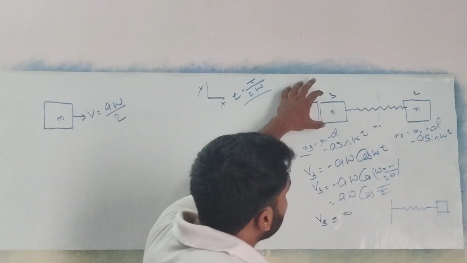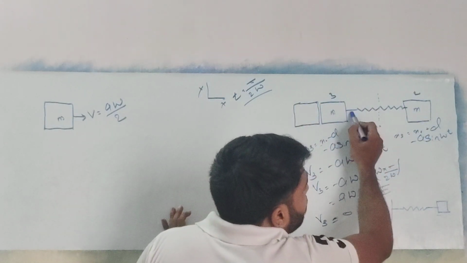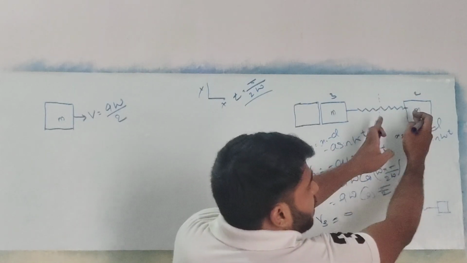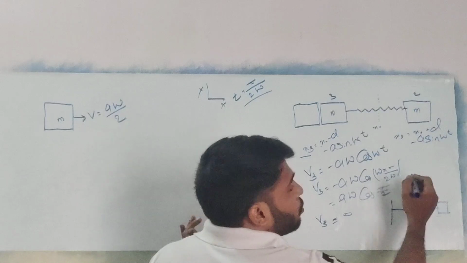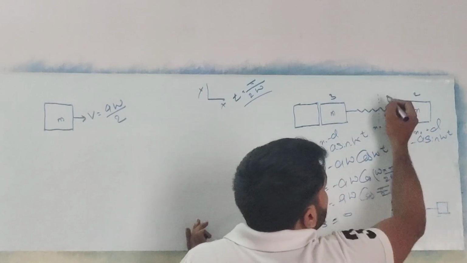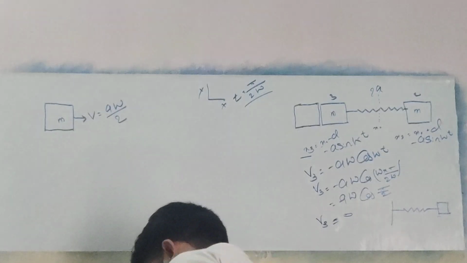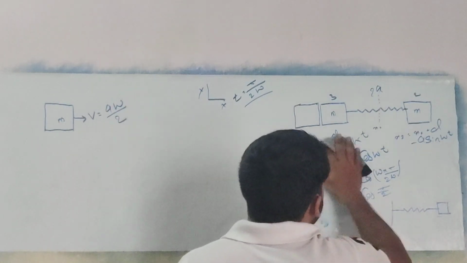So at this point, when the blocks are at rest, what will be the total elongation of the spring? That will be 2a, because this has moved through a distance a, and this has also moved through a distance a. So the total initial elongation will be 2a. Now we have got enough information.